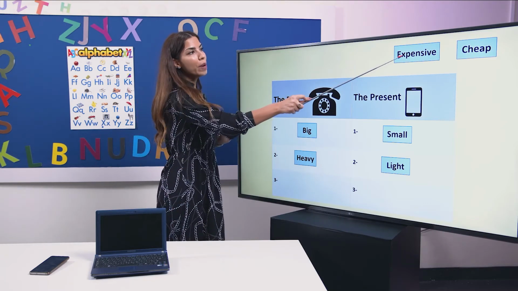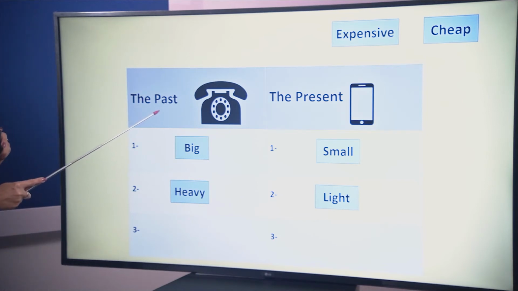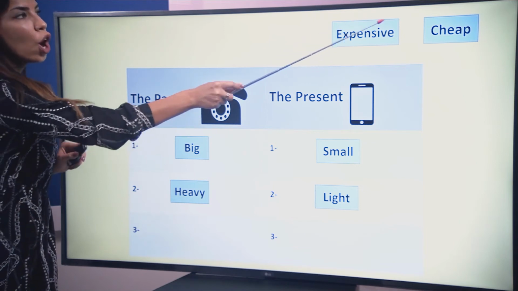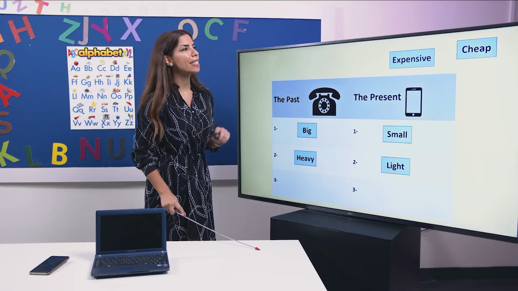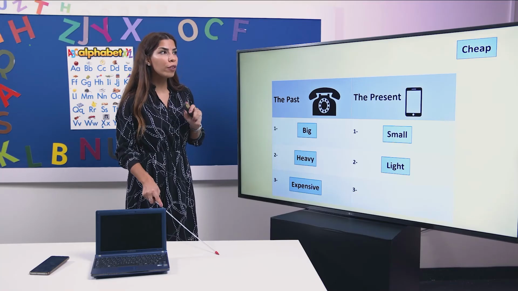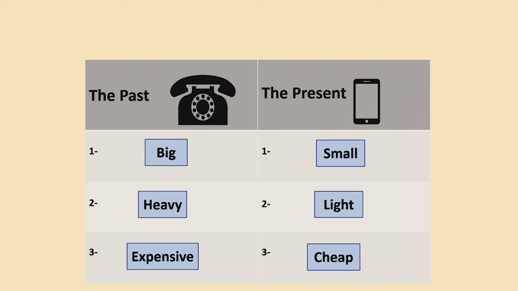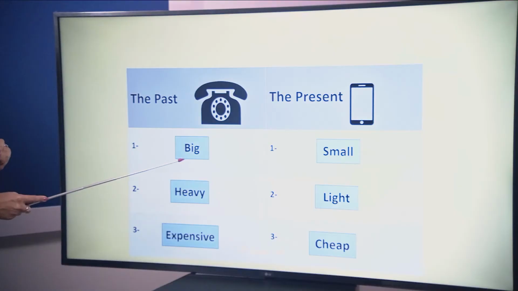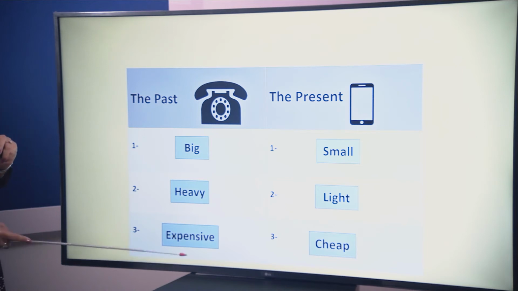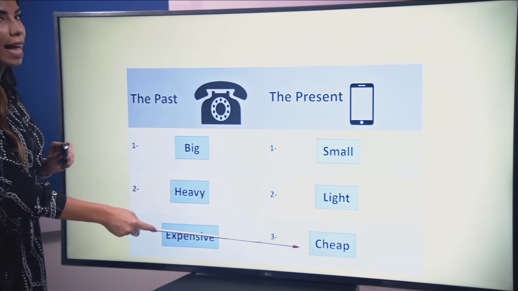Okay, we still have expensive and cheap. What do you think? In the past, were the phones expensive or cheap? Yes, in the past, phones were expensive and not everyone could afford having a phone. While in the present, phones are cheap and almost everyone has a phone. So, in the past, phones were big, heavy, and expensive. In the present, phones are small, light, and cheap.